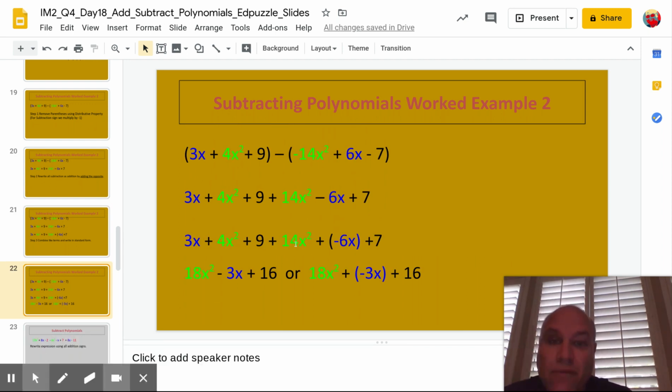4x squared plus 14x squared gets us 18x squared. 3x plus negative 6x gets us the negative 3x, and the 9 plus the 7 gets you the 16. You could also write this as 18x squared plus negative 3x plus 16, which would be acceptable as well. In this case, our lead coefficient is 18. Our degree is 2.